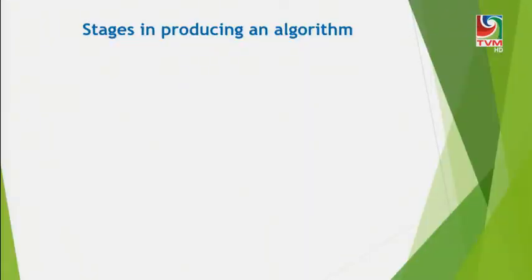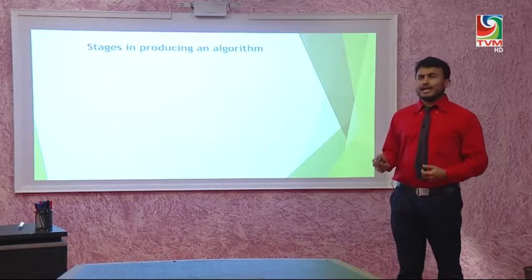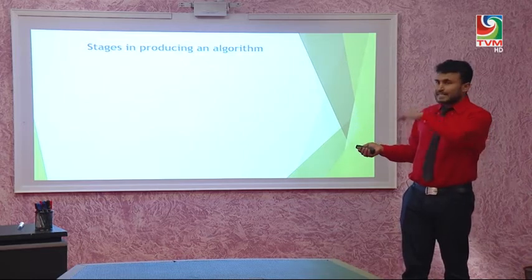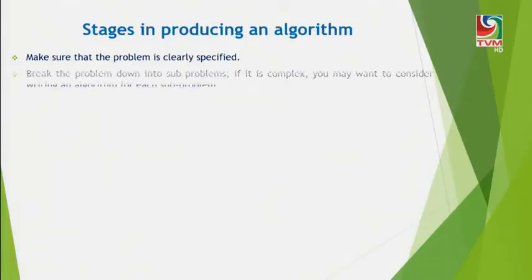Now, we already learned what an algorithm is. Algorithm is a step-by-step procedure to solve a problem. Now, how can we write an algorithm? Just see the different stages we use to produce algorithms. The first stage is to make sure that the problem is clearly specified. For example, you are going to make a software for your school. So your problem will be your school. It's correctly specified. Your problem is your school.